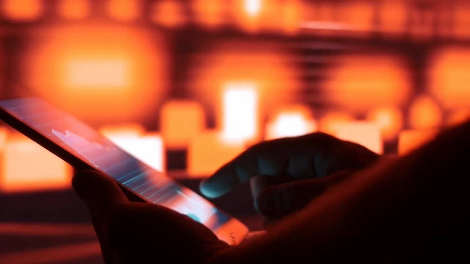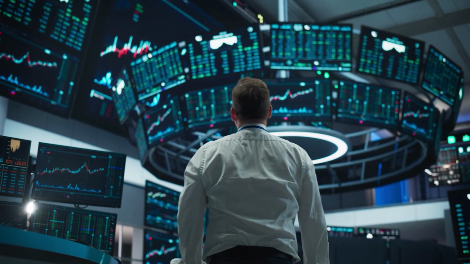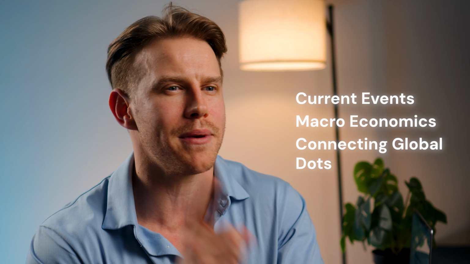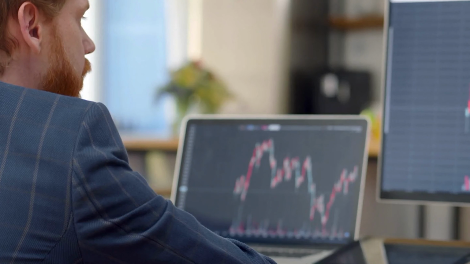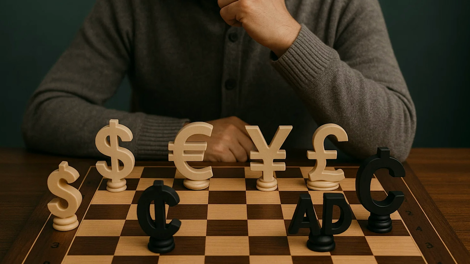Fundamentals move the market long term. That's why big institutions and hedge funds often use this lens. They're playing the bigger game. But even if you're a short-term trader, knowing when a major news release is coming can really save you from trading into chaos. If you're into current events, macroeconomics, and connecting global dots, this might be your angle. It's slower paced, but deeply analytical, like chess with currency values.